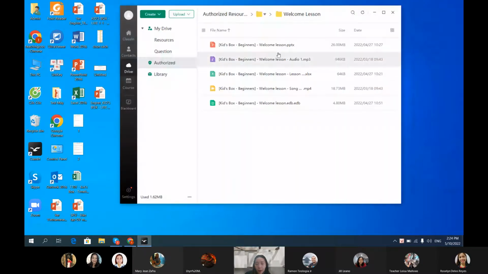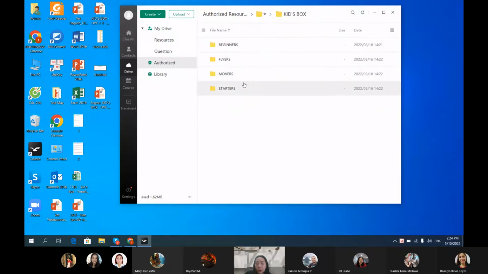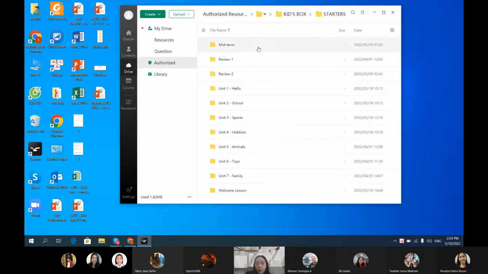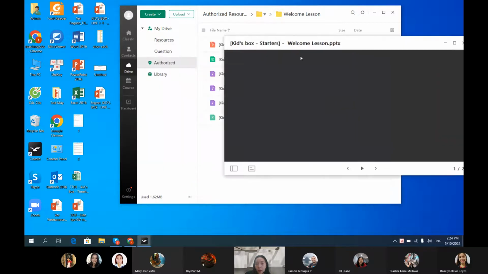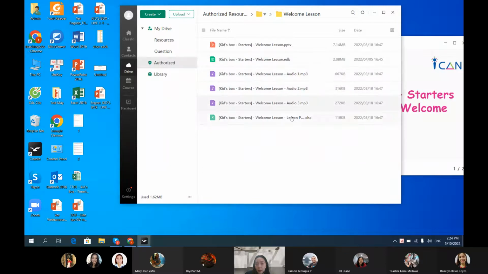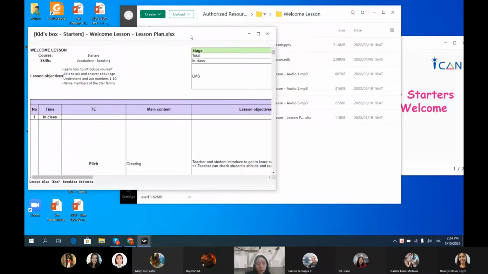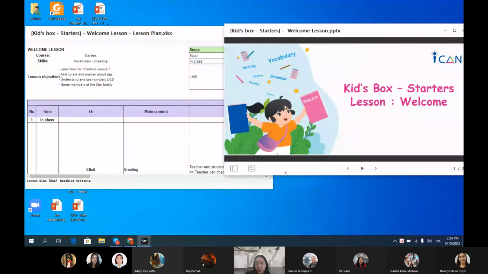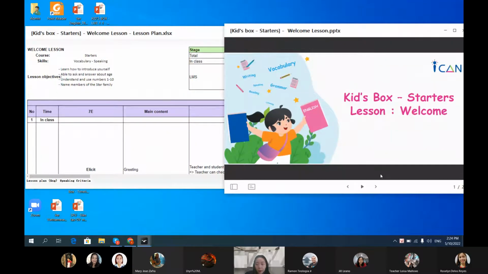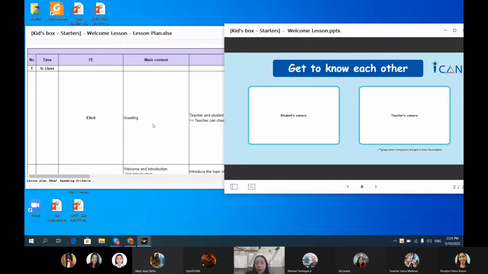Okay, I will open the welcome lesson for starter because from starter level, we still have to assess their speaking skill. For example, this is starter level. And we will open the welcome lesson here. We also have the slide and the lesson plan. Okay, same as beginners. But with the beginner, we don't need to assess the speaking skill. So in this level, we still have seven stages for each lesson, right?